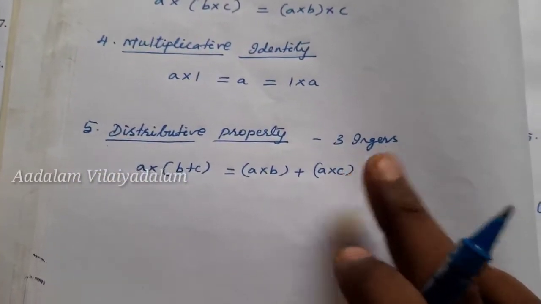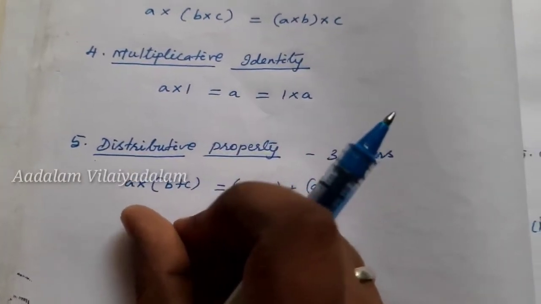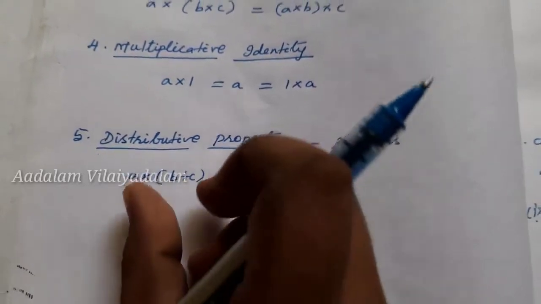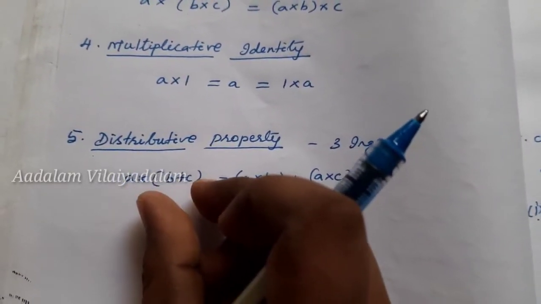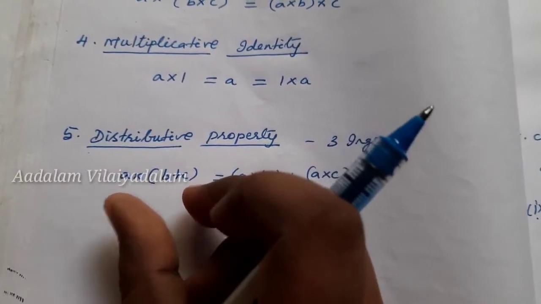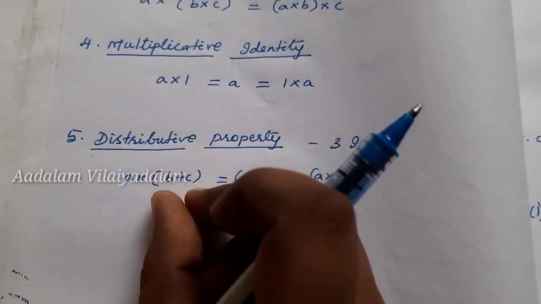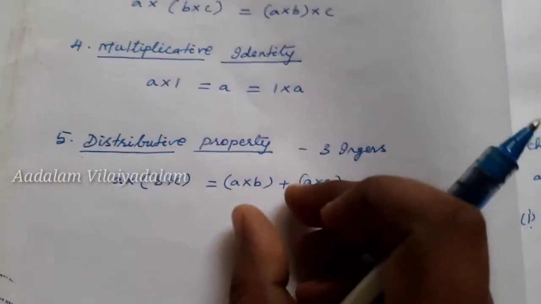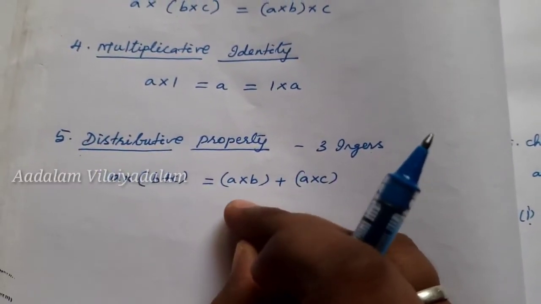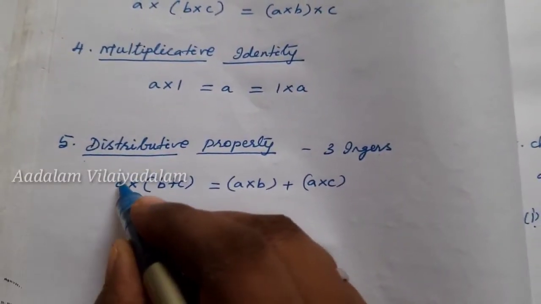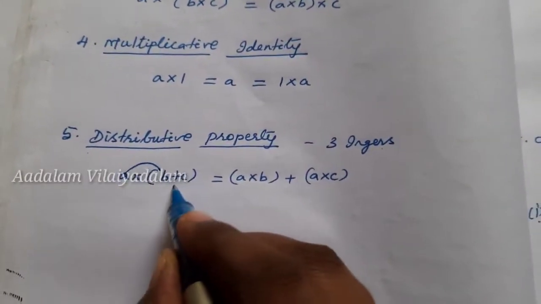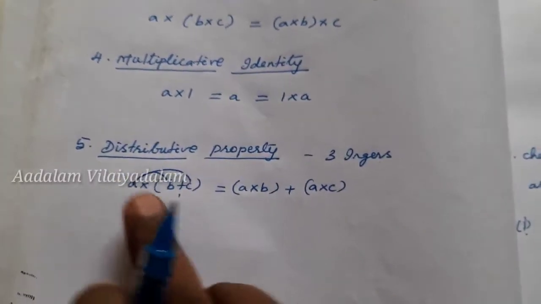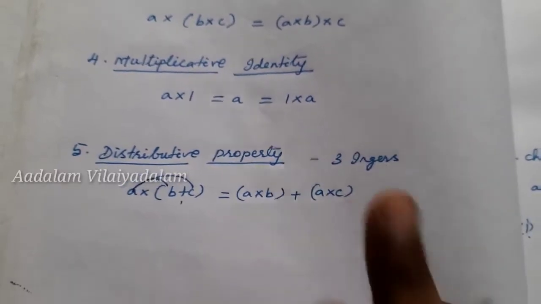Here also we use three integers, and two operations, multiplication and addition. First we solve the bracket value, that is b plus c. After adding, if we multiply, that value is equal to the sharing of the multiplication, that is a into b plus a into c. Left hand side is equal to right hand side.